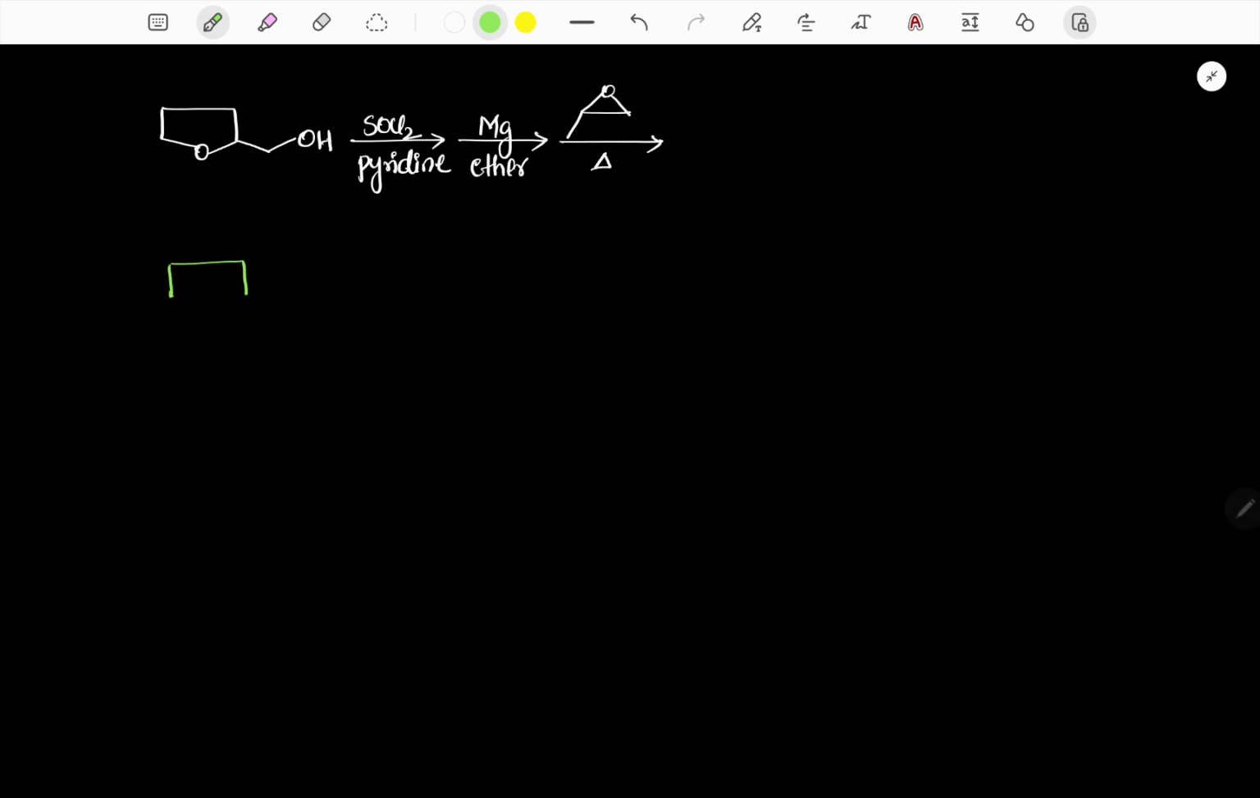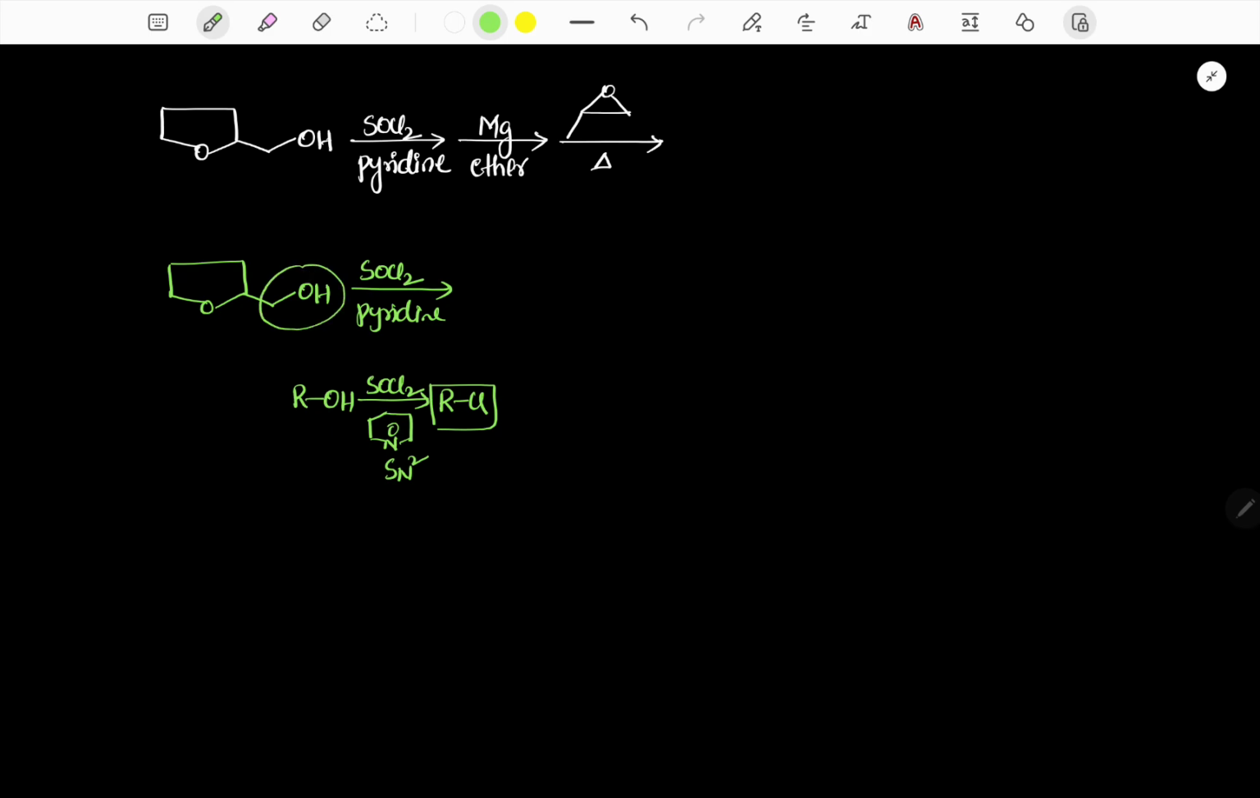The reactant has an alcohol and an ether. When we add SOCl2 and pyridine, we know that when alcohol is treated with SOCl2 and pyridine, an alkyl chloride is formed through the SN2 mechanism. So here also it is a primary alcohol reacting with SOCl2 in the presence of pyridine. It also gives the corresponding alkyl chloride.